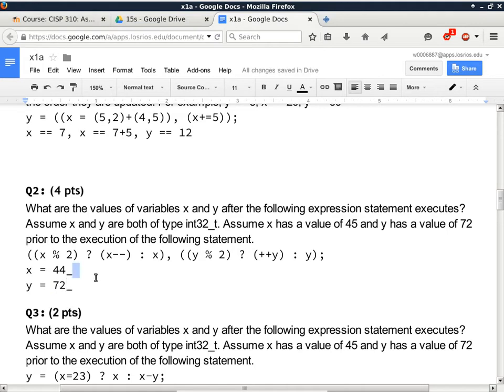So the answer is, excuse me, take it back. X is decremented to 44 from 45, and then y is keeping its old value of 72.